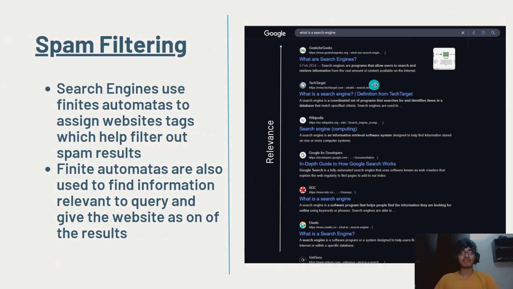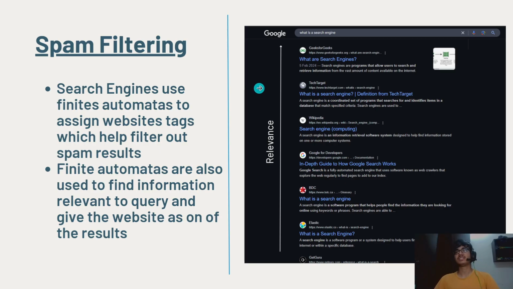And next would be spam filtering. This is kind of like a broad topic when it comes to search engines. Spam filtering is about finding relevant data in huge amounts of websites that a search engine can go through. Search engines go through these websites and assign them tags about their data. The keywords that can be found in the data in their website, it assigns them as tags to the websites.